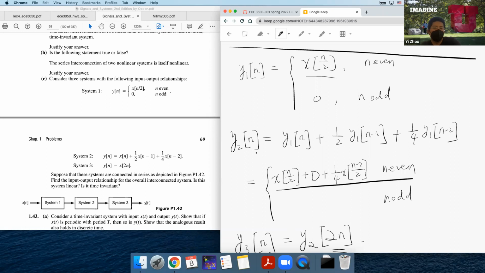This gives the relation between the input to the entire system and the output of system 2, when the time index n is even. When n is odd, you need to go back to these three terms again and check the evenness and oddness of their inputs, and then go back to y1 to figure out how they depend on the underlying input to the system.